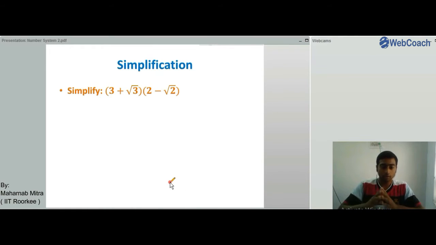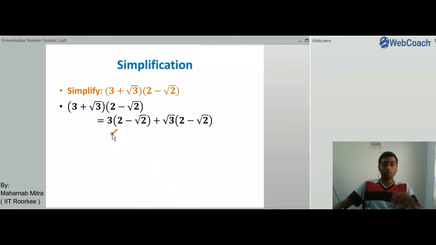Okay, so let's apply what we have learned till now in finding the answer of this simplification. If you are asked to simplify a statement like this, first you should look whether it can be further simplified or not. In this case, you can see it can be simplified. It is a product of an irrational number with an irrational number, right? I think you remember that the sum of a rational number and an irrational number is always an irrational number, and the same with subtraction.